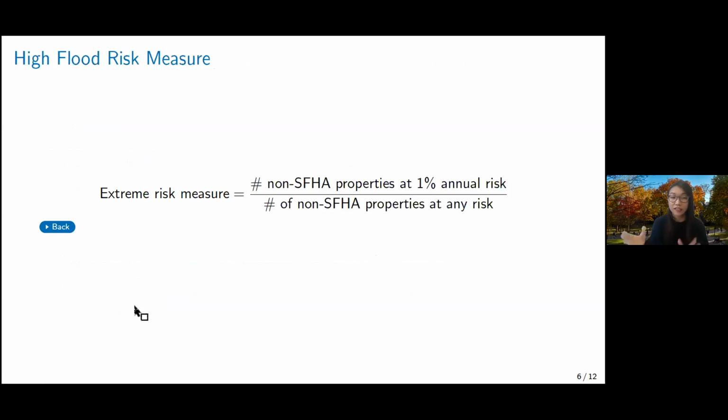Here, we're going to capture the extremity of the risk, because only homeowners that are subject to risk seriously enough to threaten foreclosure would have incentive to change their flood insurance demand. And so we use this extreme risk measure, which is the number of non-SFHA properties at 1% annual risk divided by the number of all non-SFHA properties at any risk. And this is one area that I think really illustrates that it's so beneficial to use First Street's risk measure, because here it allows us to build this measure up from the property level.